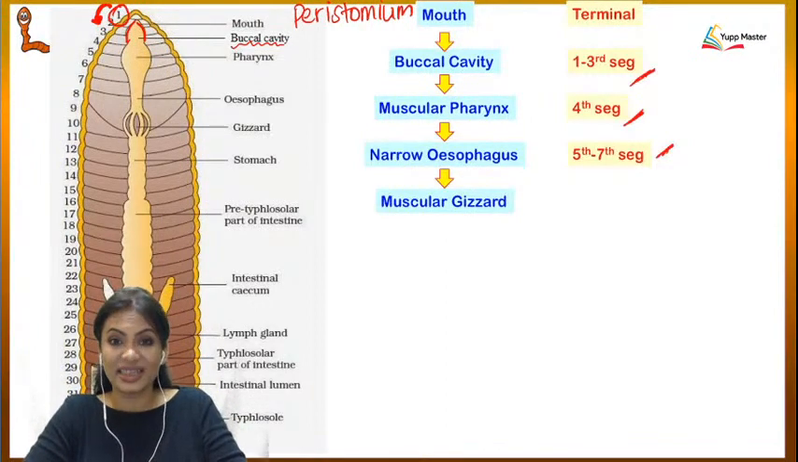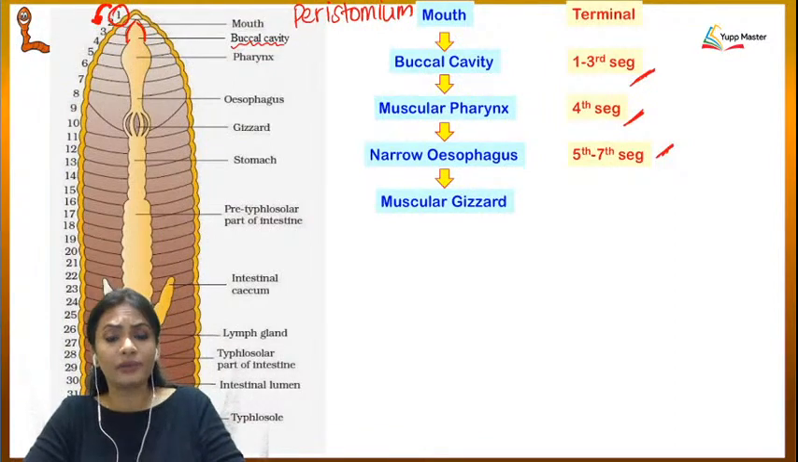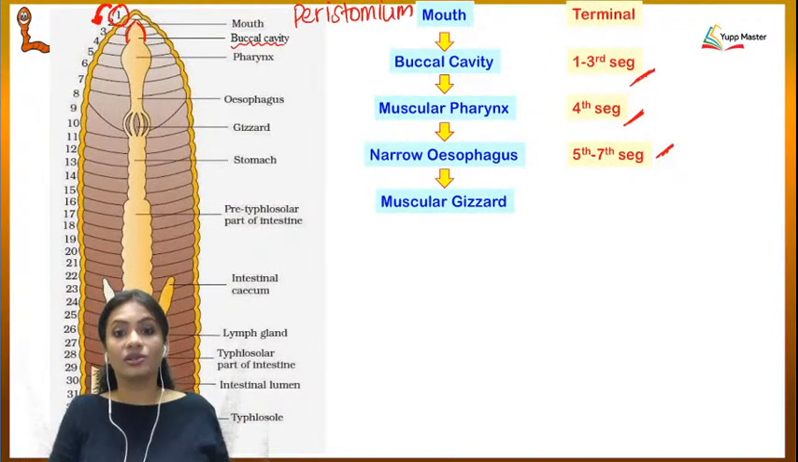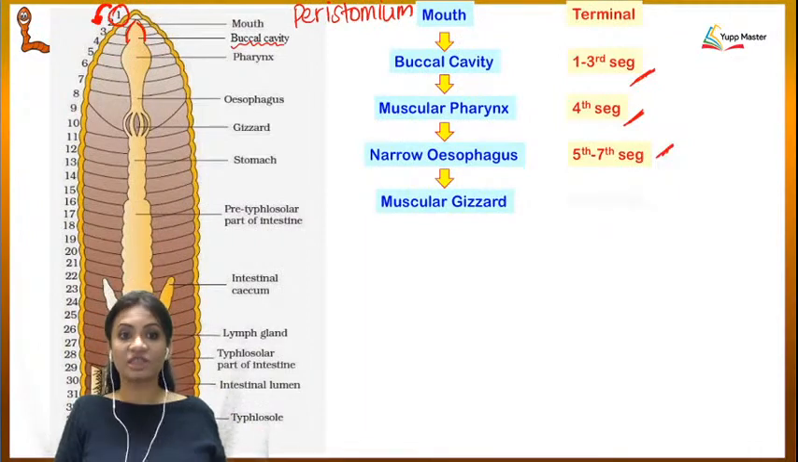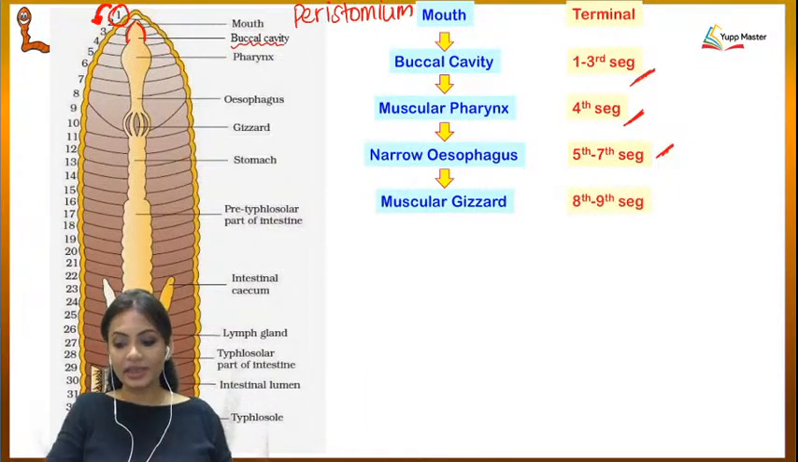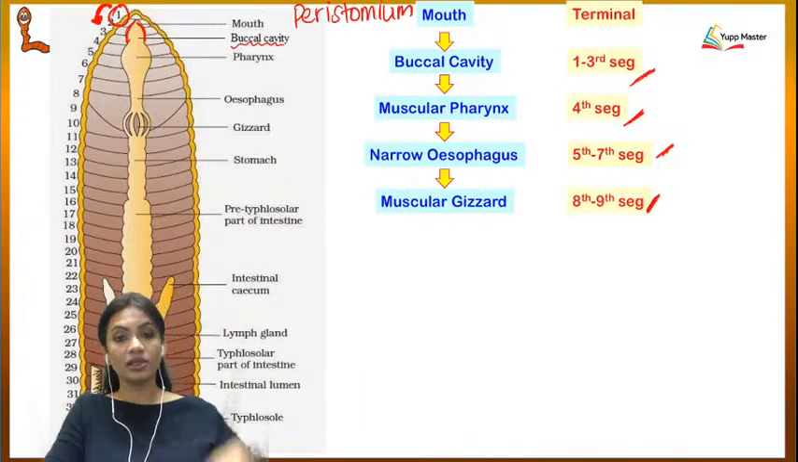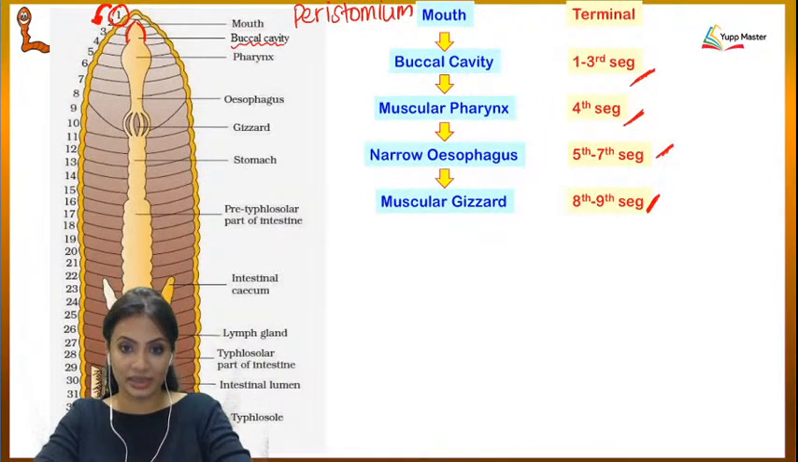You remember, it is consuming all that dead and decaying matter. So the gizzard will help in grinding all of that. There is a muscular gizzard which is present in segments 8 and 9. Okay, so 2 segments are containing this gizzard.